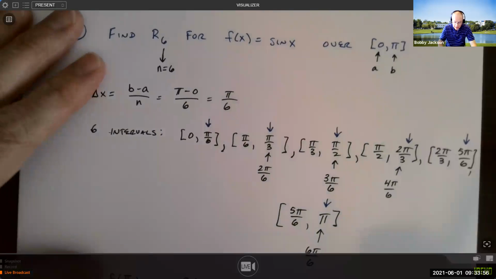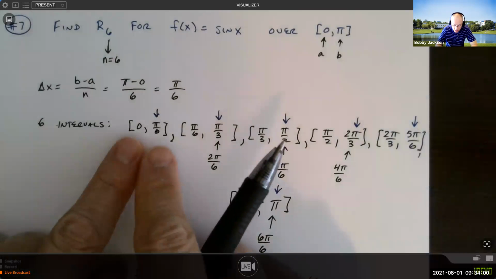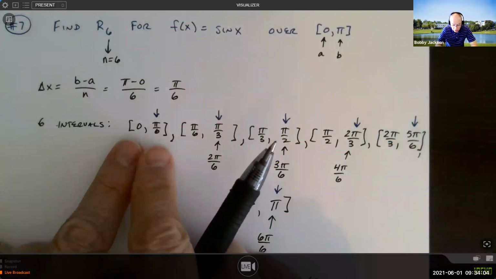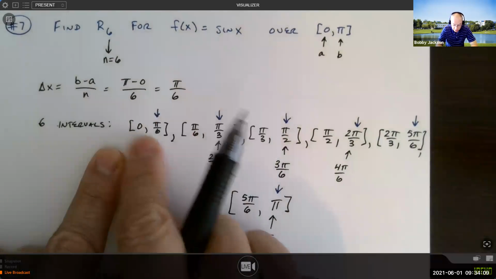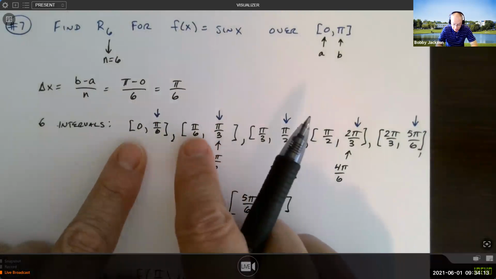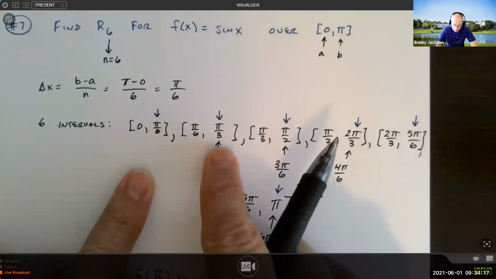I've actually written out all 6 intervals with both the left and the right endpoints. So the first one will go from 0, our left endpoint, to what? Add pi over 6, to pi over 6. And then pi over 6 to what? If I add pi over 6 to pi over 6, I get 2 pi over 6, which I went ahead and simplified down to pi over 3.